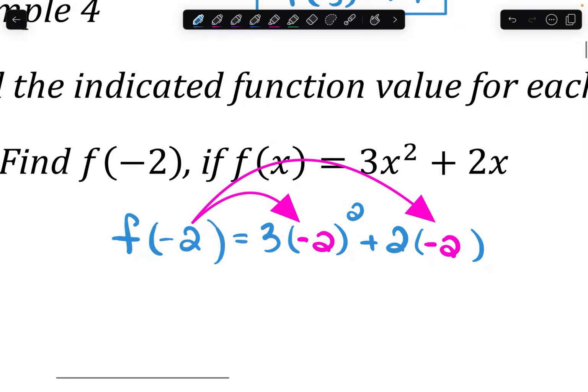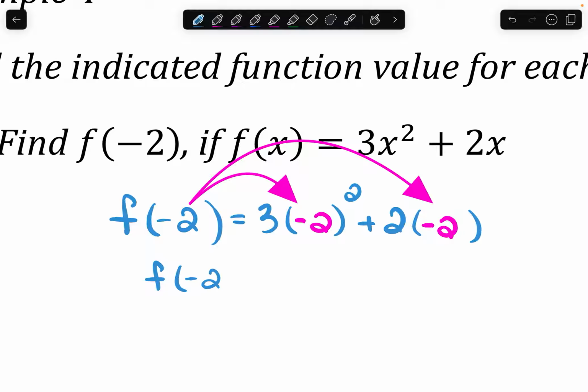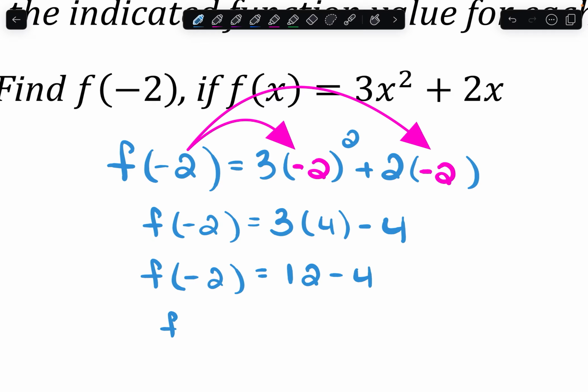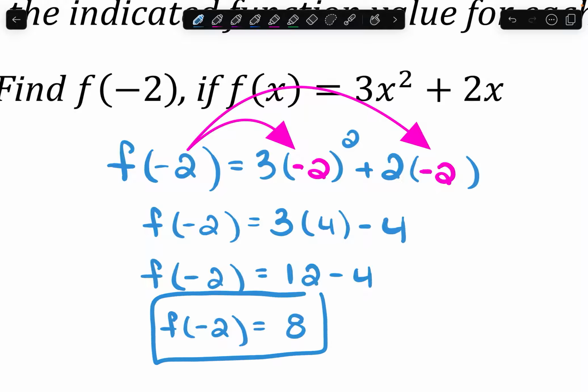All right, order of operations, exponents first. Negative 2 quantity squared is 4. I can go ahead and simplify at the back. 2 times negative 2 is negative 4, plus negative 4 or minus 4, whichever you prefer. And then 3 times 4 is 12, and then 12 minus 4 is 8. So f of negative 2 is 8. That means when x is negative 2, y is going to be 8.